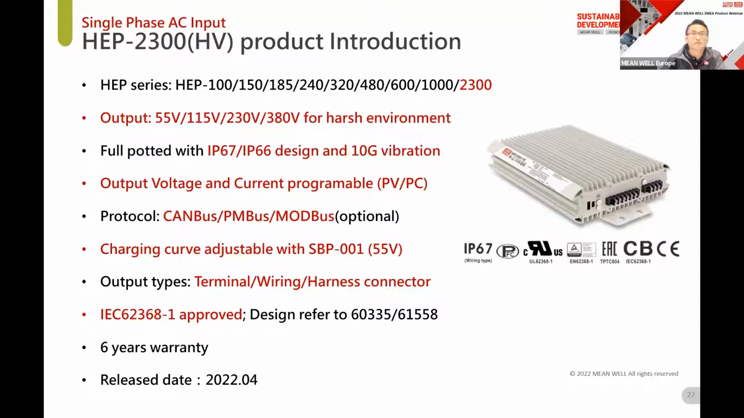Furthermore, the HEP 55 version has an optional function for charging purposes. The charging curve can be set to 2-stage or 3-stage freely by the SBP programmer. If you prefer HEP to be delivered with a customized charging curve, you are welcome to contact our sales for this kind of demand.